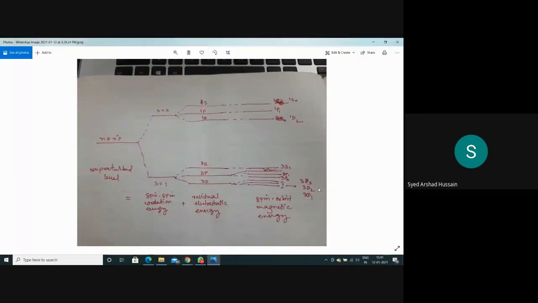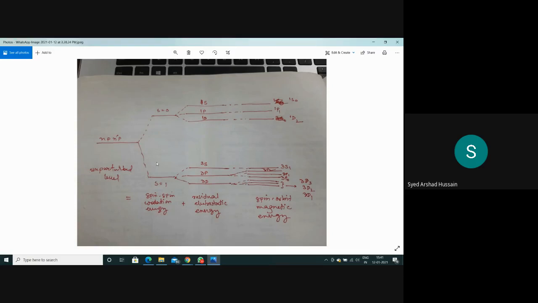Okay, so look, we have calculated all the terms resulting due to interactions between two non-equivalent p electrons. We see what terms resulted: 1S0, 1P1, 1D2, then 3S1, 3P0, and so on. This is the energy level diagram corresponding to these interactions.